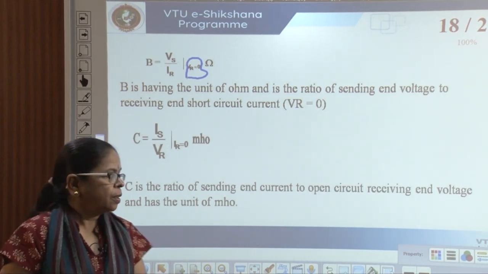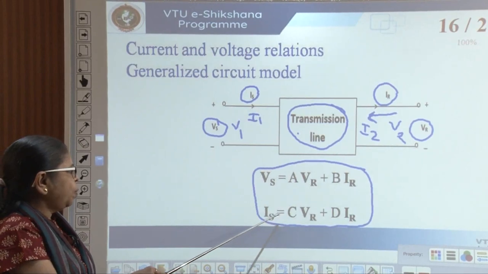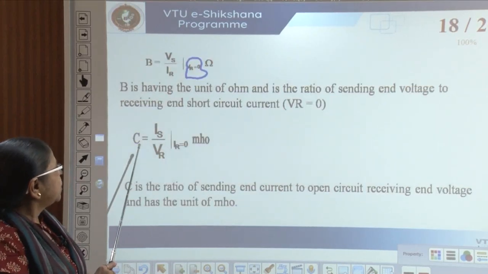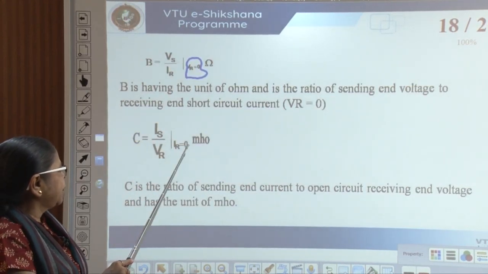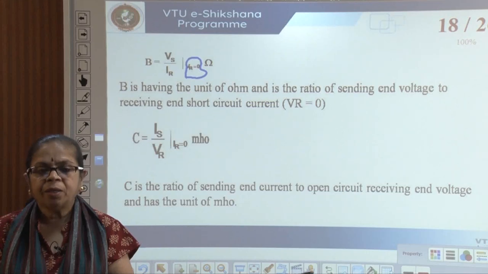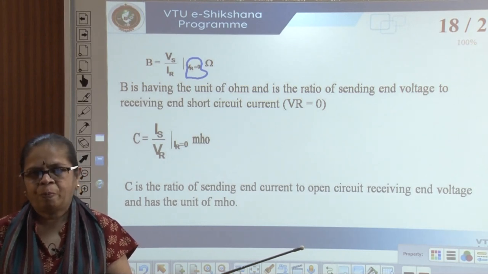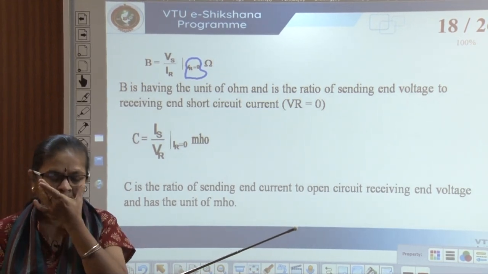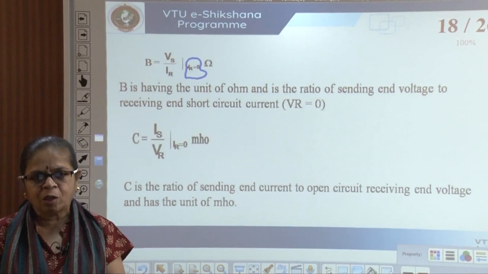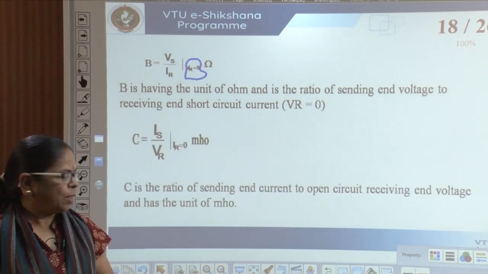Okay. Next, C. C you can get from the other equation here. So, C would be IS by VR when IR is equal to 0. It is the ratio of a current to a voltage. So, it will have dimension of mho or Siemens. I don't know why they have two names for the same dimension, and it causes a lot of confusion sometimes. Anyway, I prefer to use mho to Siemens.